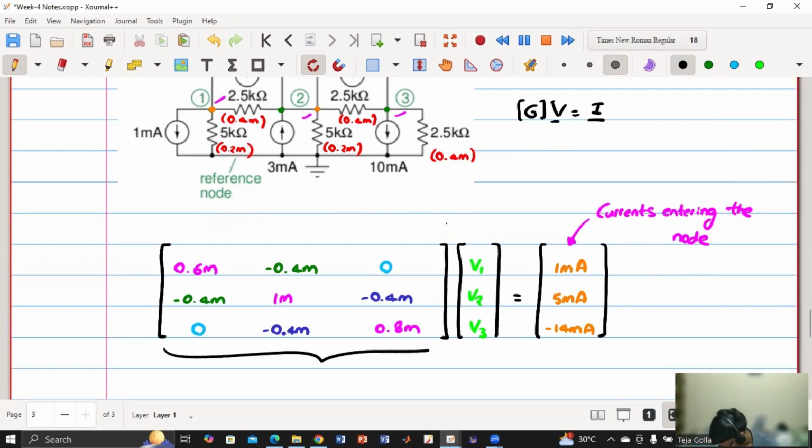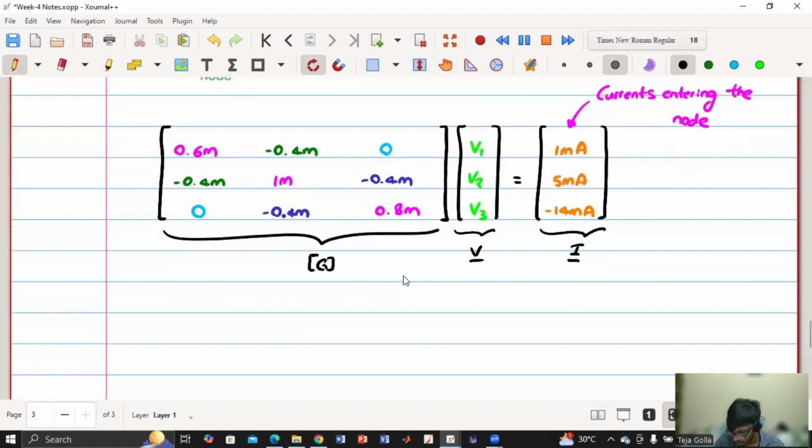This is our G vector, I mean G matrix. This is our V vector and this is our I vector. So how will I be getting V vector now? We will be getting V vector is equal to G inverse into I vector. So first let us check whether whatever matrix we have obtained is correct or wrong.